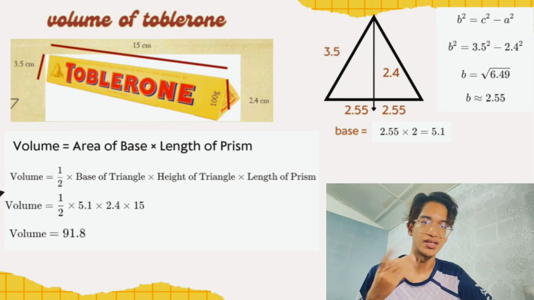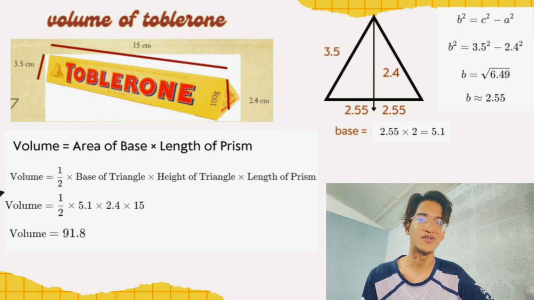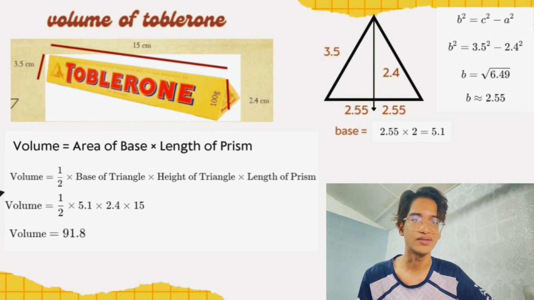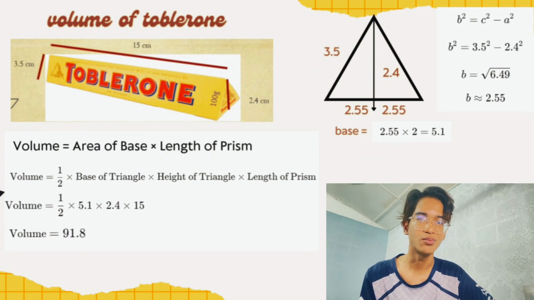Fill all the information given inside the formula. So 1/2 times 5.1 times 2.4 times 15. The final answer you will get is 91.8. So in conclusion, the volume of Toblerone is 91.8 cm3. So that's all for the volume section.